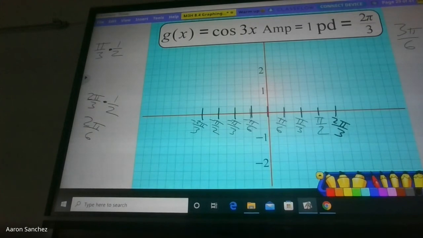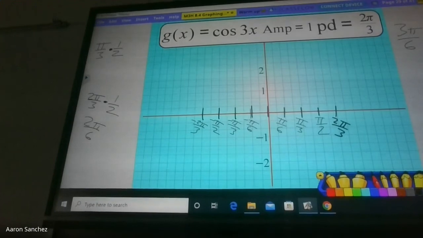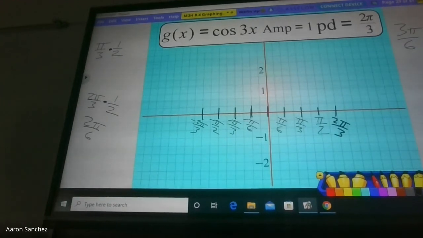This is cosine. You guys want to try graphing it on your own? Give you guys a little bit, help each other out. Remember, 5 key points: 2 zeros, and then 1 above, below, and above. What are we doing? Every other step, while you guys graph this.